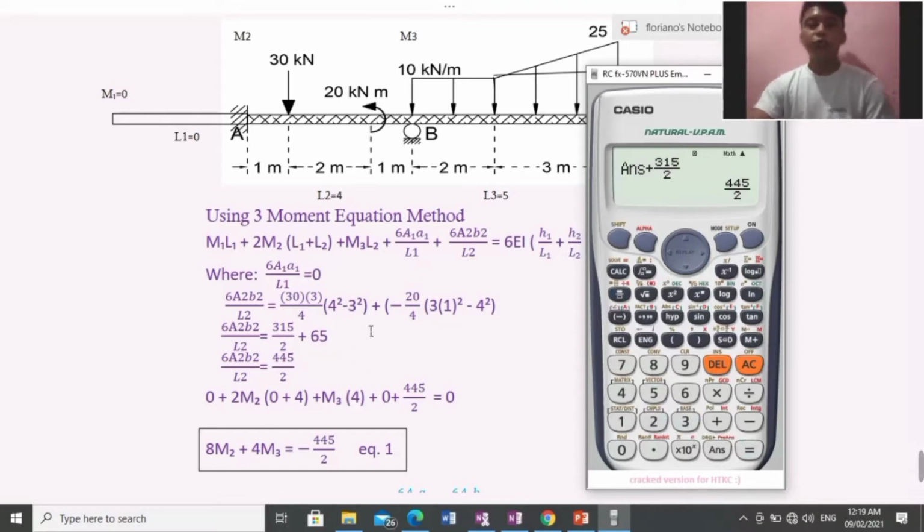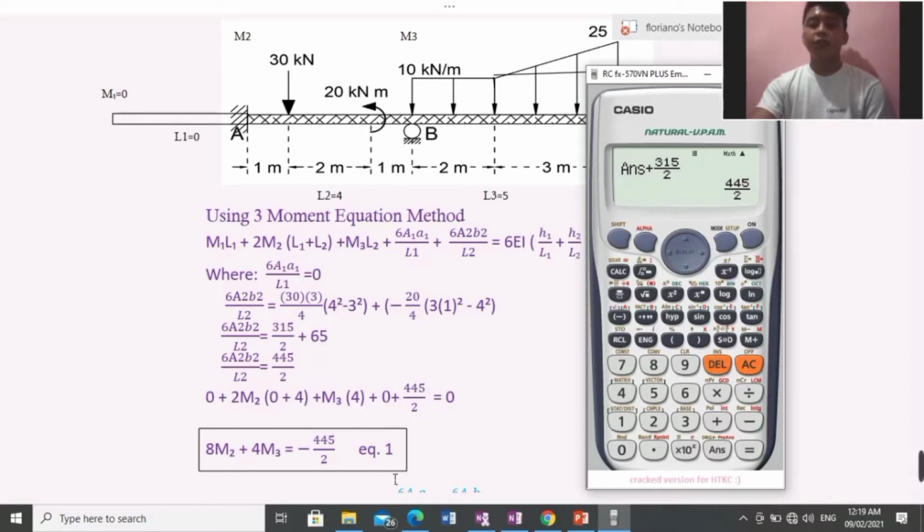So, kung isa-substitute na natin lahat ng value, ito na yung magiging sagot. So, sa M1 and L1 is equals to 0. So, 0 lang din naman siya. Plus 2M2 times the quantity of L1 is 0 plus L2 is 4. So, ito yung L2. Plus M3 times L2 is 4 again. And plus 0 plus 445 all over 2 is equals to 0.